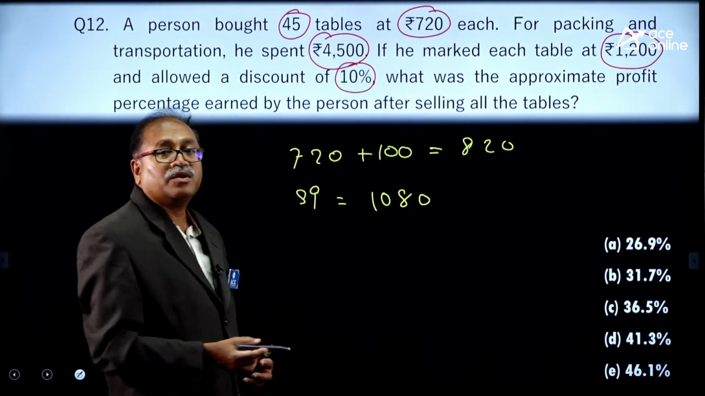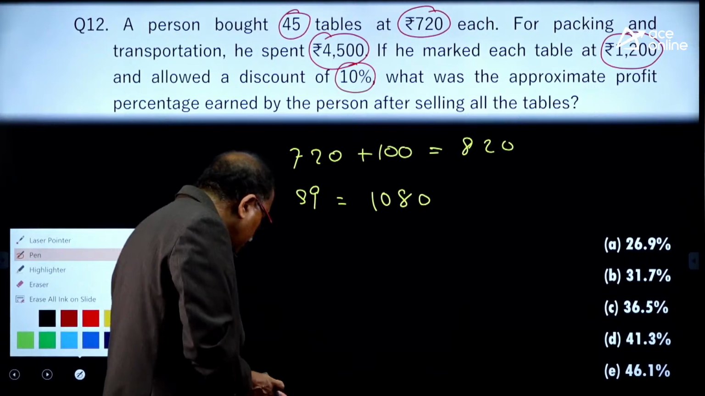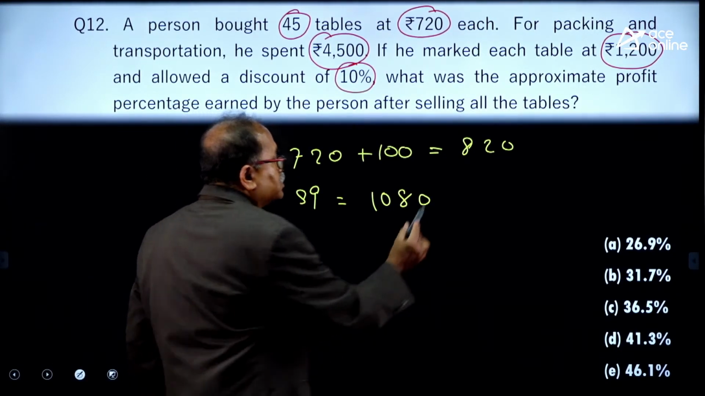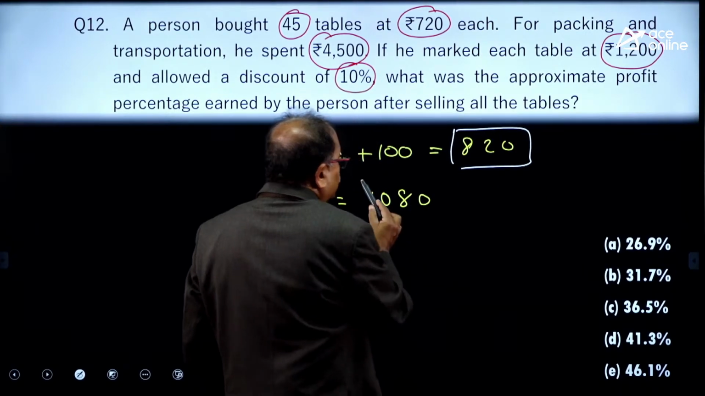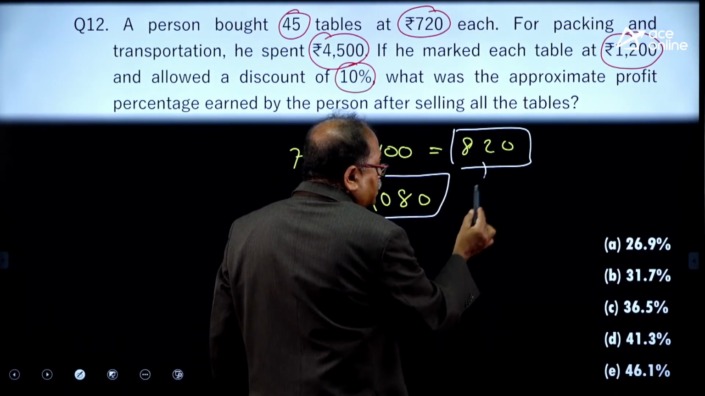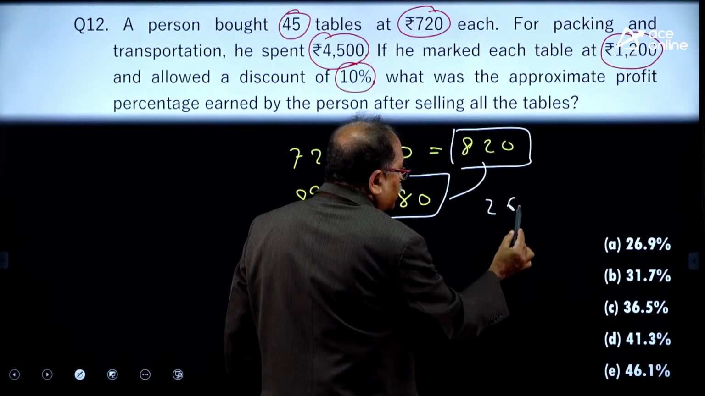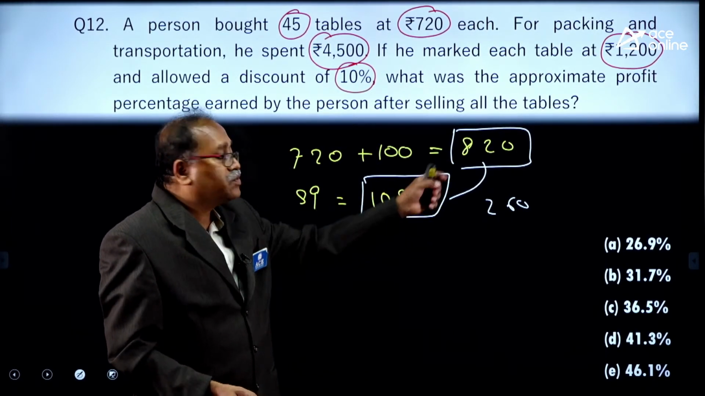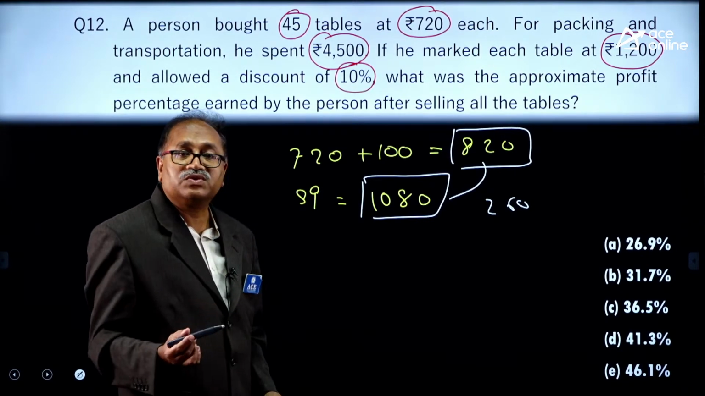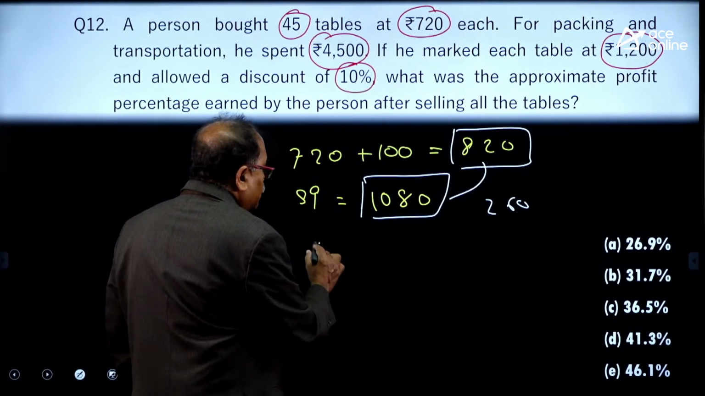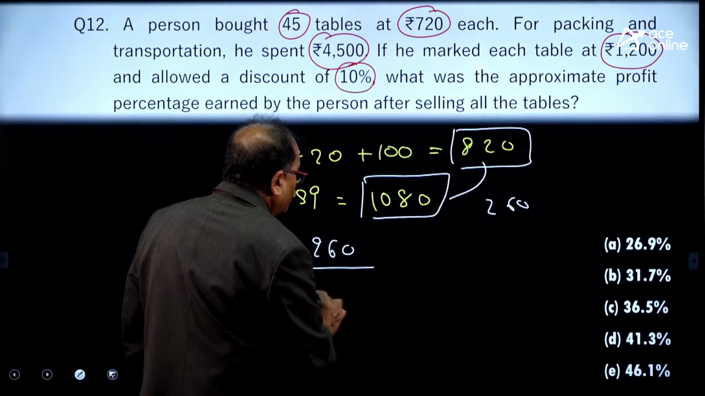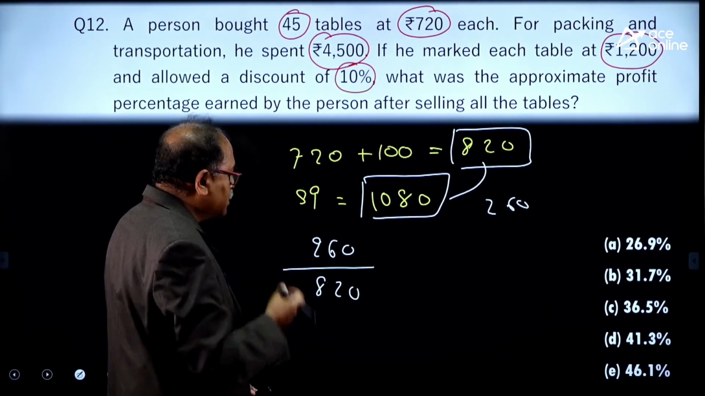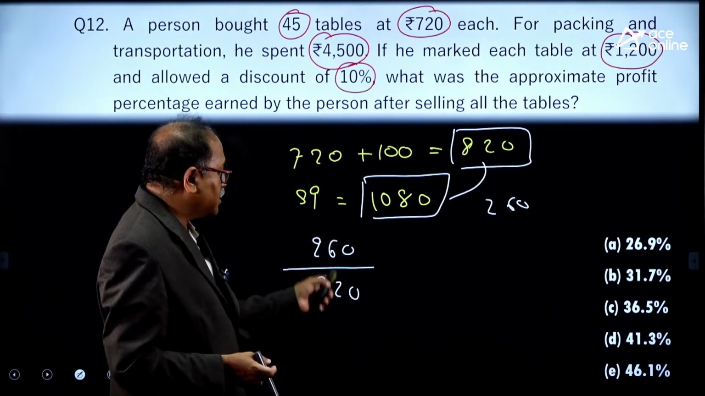You are asked to find out the profit percentage. So, here anyone answer the question? Anyone answer the question? So, I notice that this is my CP and this is my SP and the difference from here to here is 260. That is the profit, and 260 is what percentage of 820? That is what I need to find out. So, that is 260 over 820. Okay. When I cancel these numbers, did you notice that it is 13 by 41?